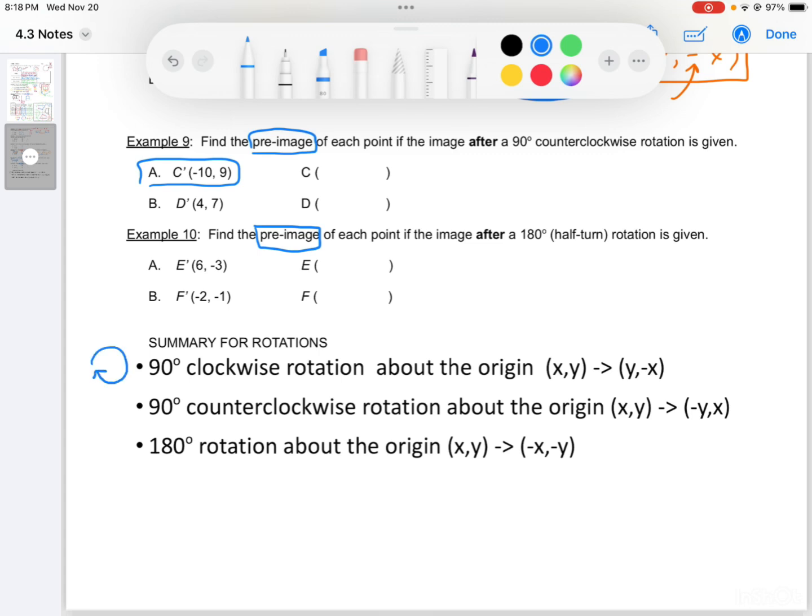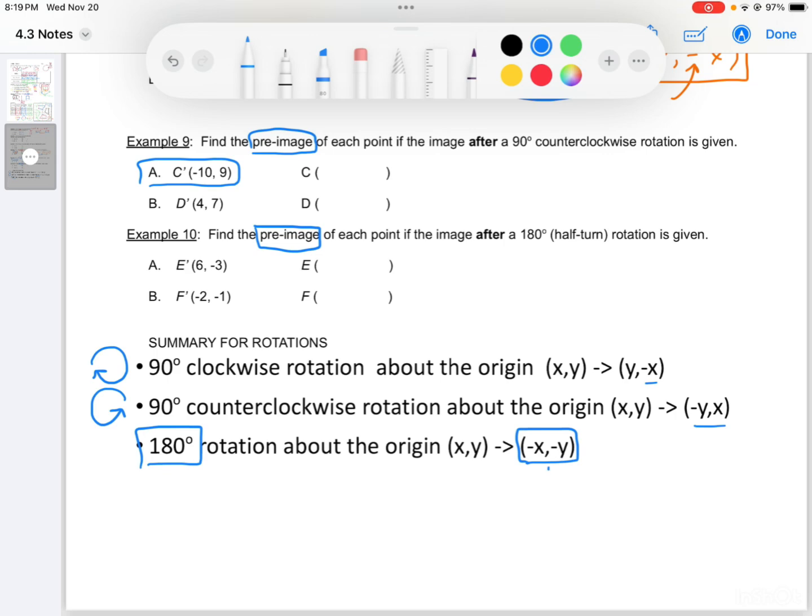And then just to summarize, 90 degrees clockwise rotations require you to switch them and make your x negative. 90 degrees counterclockwise rotations require you to switch them and make the y negative. And for 180 degree rotations, you switch them and make them negative.